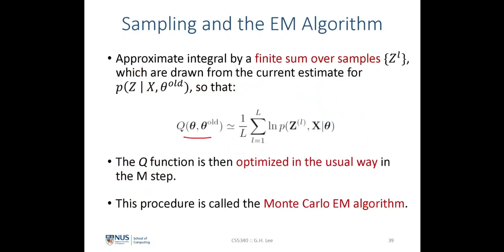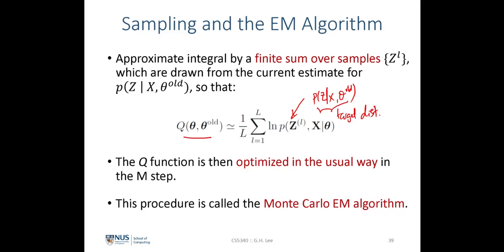As a result, this expression of Q over here would be equivalent to the average over the log probability of the complete likelihood, over all the samples of the latent random variable drawn from the posterior distribution of P of Z conditioned upon X and theta old, which is here our target distribution. And this is very complicated to evaluate analytically.